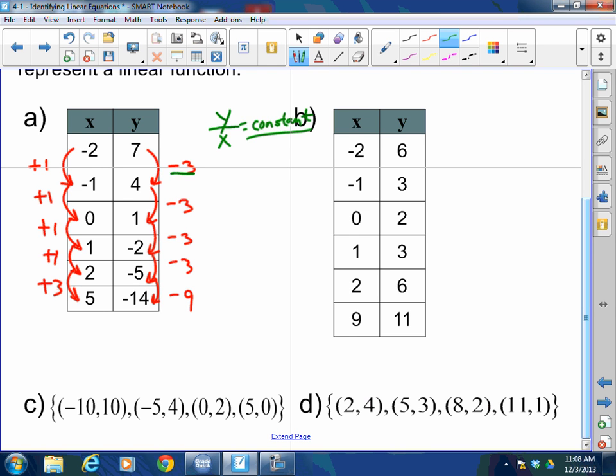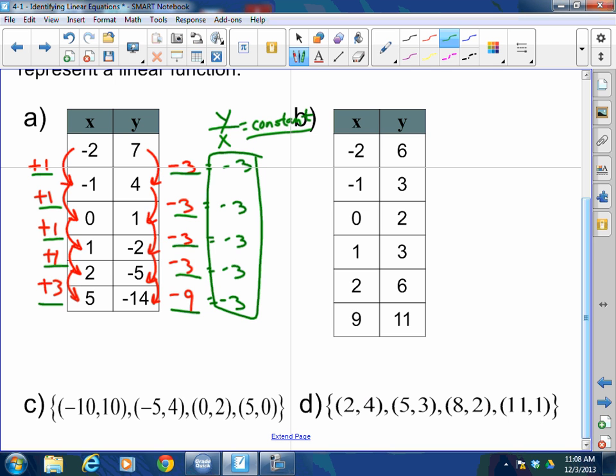So what's negative 3 divided by 1? Negative 3. What's negative 9 divided by 3? Are the changes of y over x constant? So yes, this is linear.